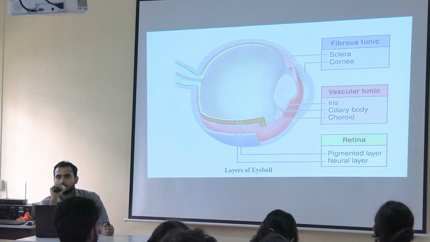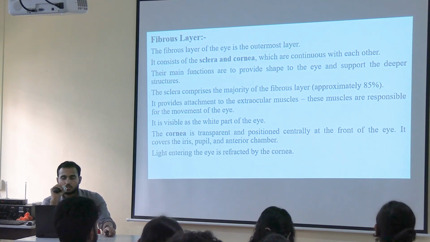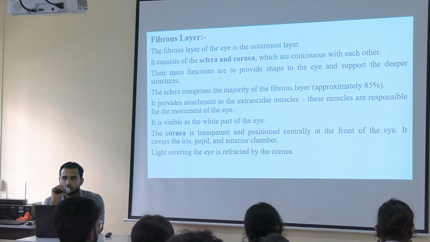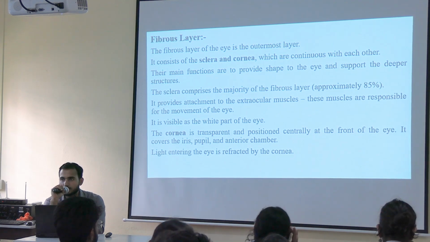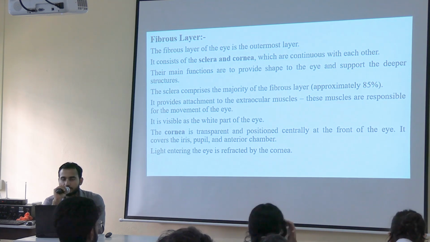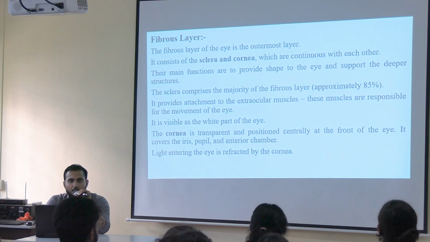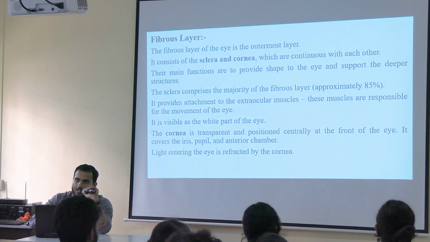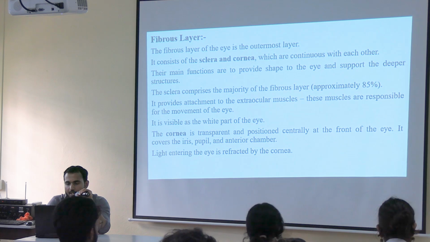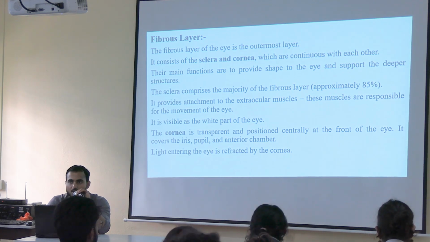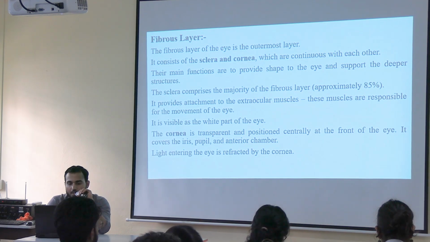So first we will start with the fibrous coat. What is there in the fibrous coat? What are the components of the fibrous coat? Sclera and cornea. These are the components of the fibrous coat. Now what are the main functions of the fibrous coat? To maintain the shape of the eyeball and support the deeper structures. These are the main functions of the fibrous coat of the eyeball.